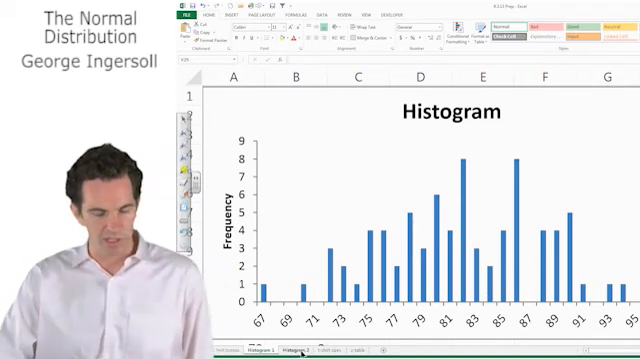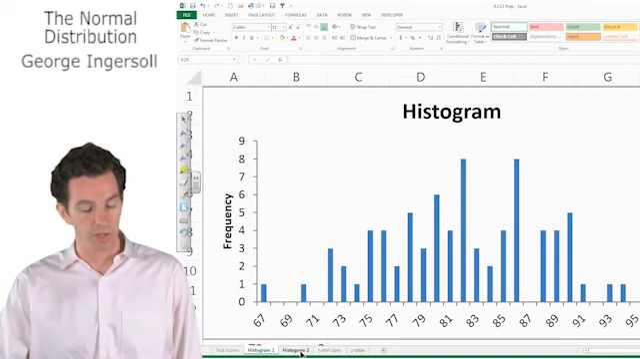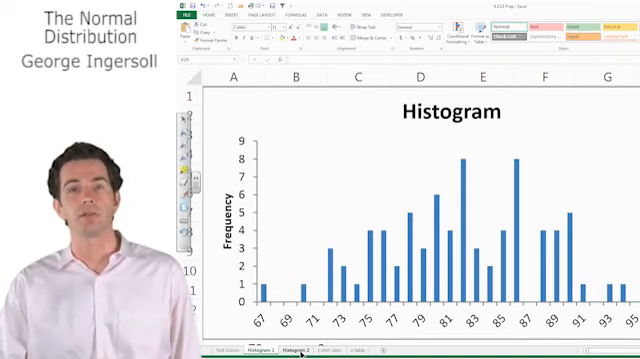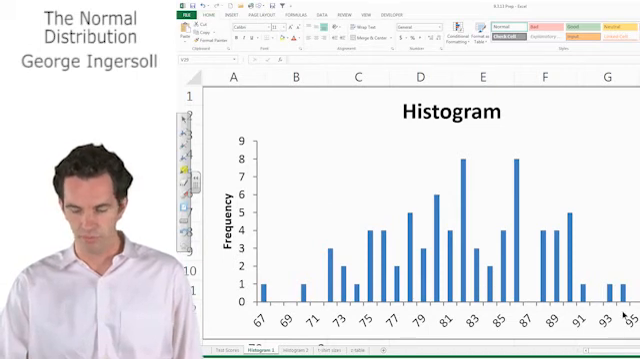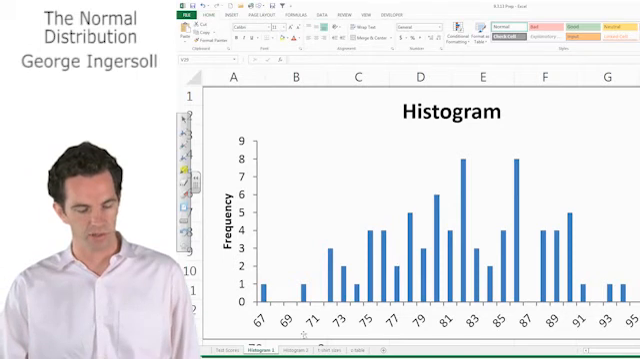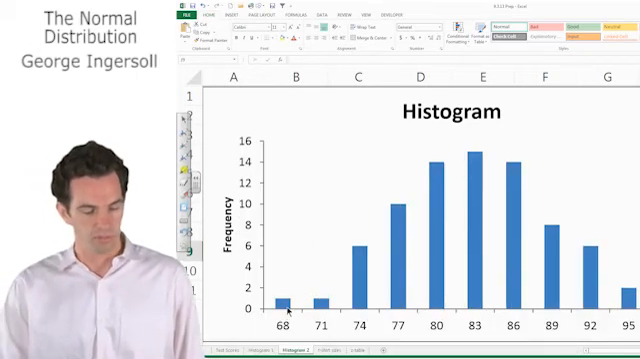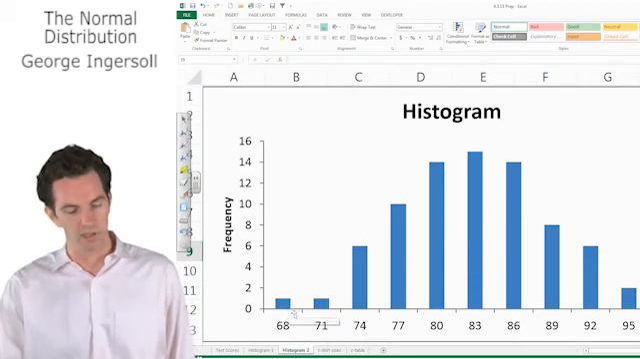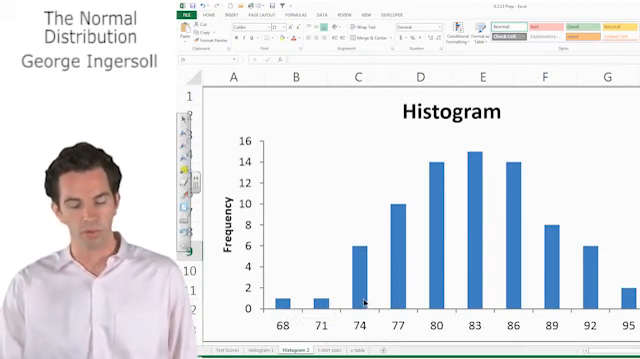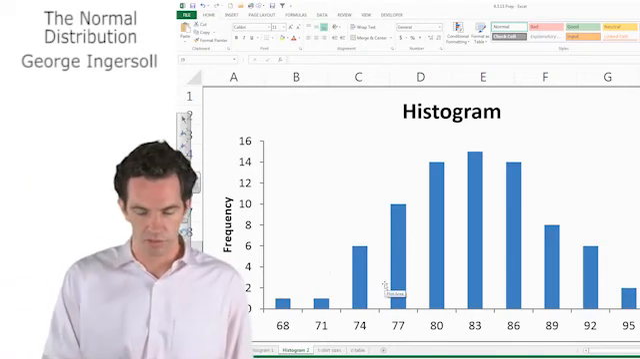I did go ahead and break this down, and I grouped the scores into ranges of 3, because it's sort of funny seeing we have 30 possible values here, and it makes things hard to read. But if we group them into 3s, so everybody who scored below a 68, and then between 68 and 71, and 71 to 74, now this is starting to look a lot more like a normal distribution.